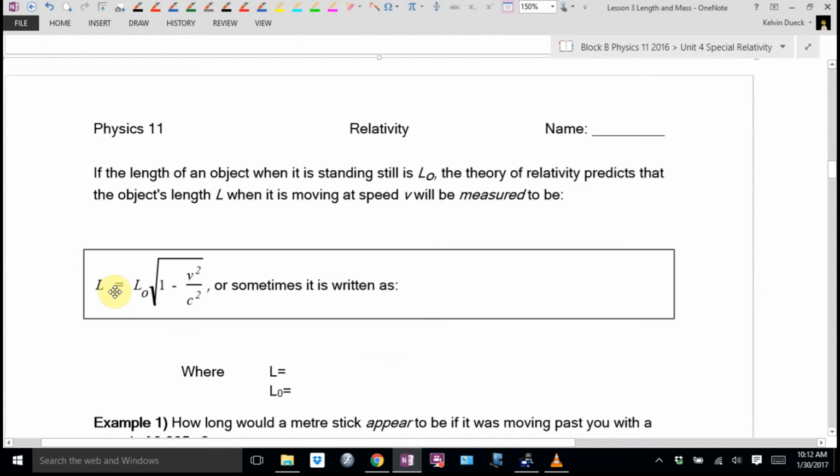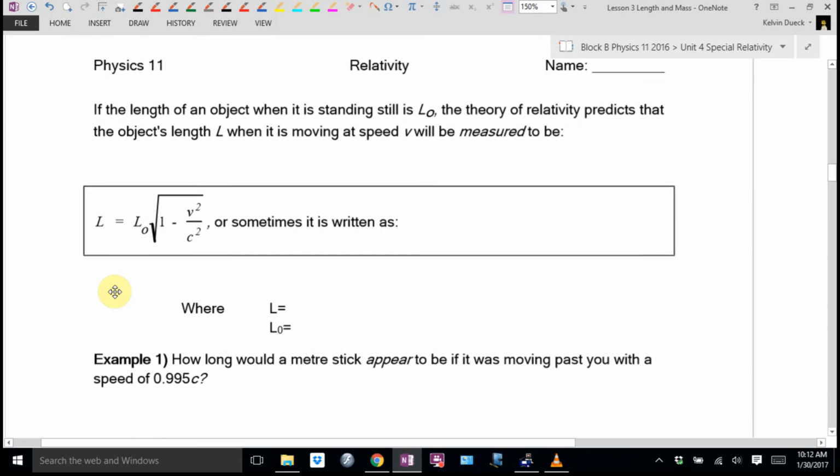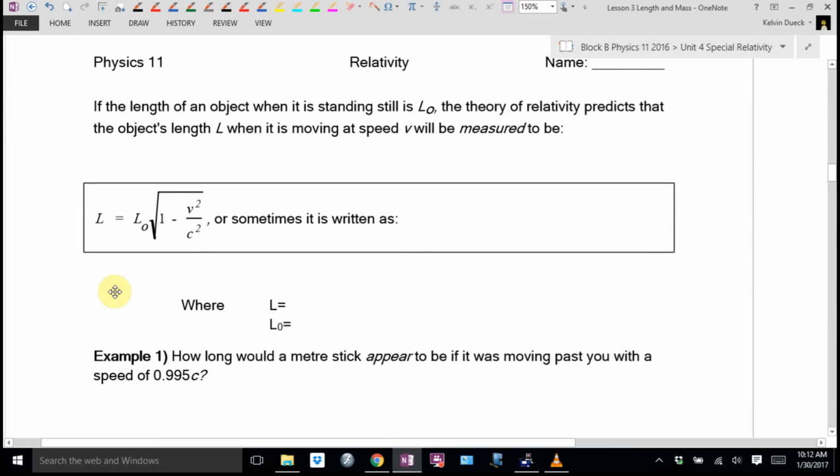Next page. Here is our next equation. If the length of an object when it's standing still is L0, the theory of relativity predicts that the object's length when it's moving at a speed v will be measured to be L equals L0 square root of 1 minus v squared over c squared. It looks very similar to the time equation, but instead of dividing by the square root, we're multiplying by the square root. This is sometimes written as L equals L0 times the gamma function. And now you're seeing why I introduced the gamma function to you.